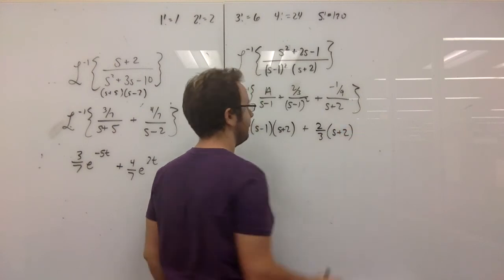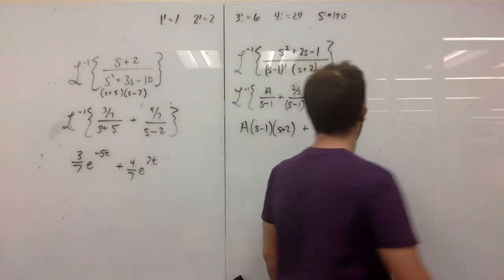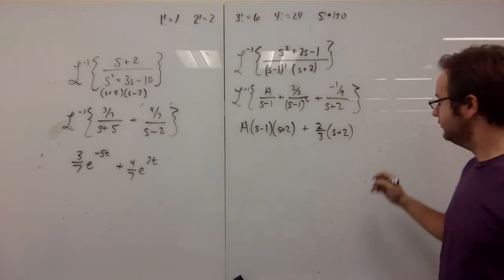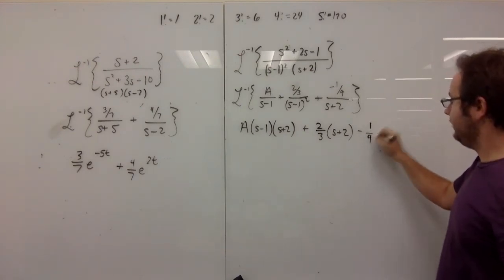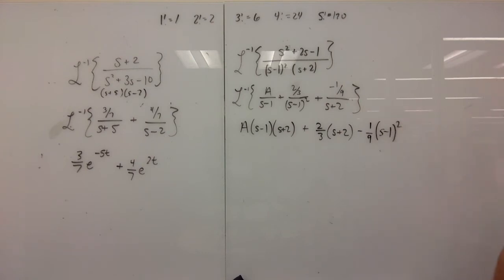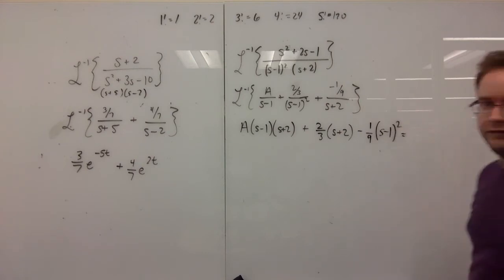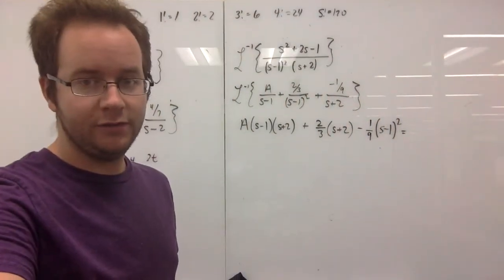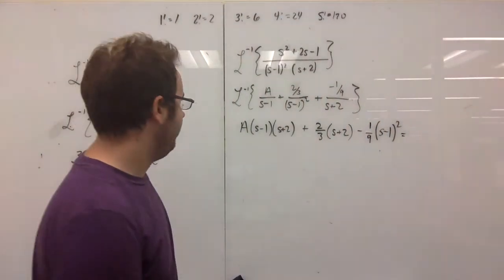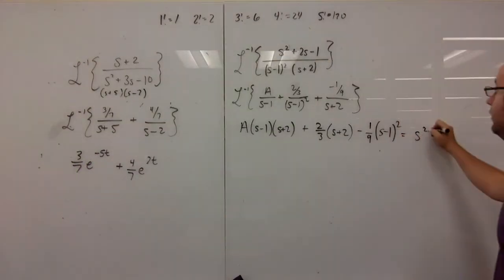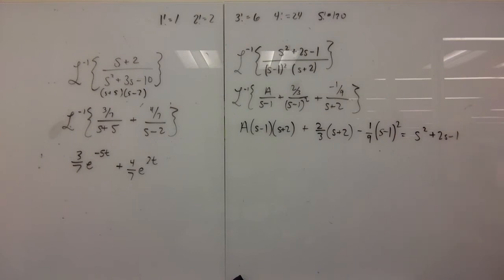And what does this fraction over here need? S minus 2 squared. S minus 1 squared. That's okay. Minus 1/9 times s minus 1 squared. Good. And this result is supposed to be, let's see if I'm still on camera. I am, but I'm going to stop and start so I don't lose anything. We are going to, what do we need? We need the numerator of s squared plus 2s minus 1.